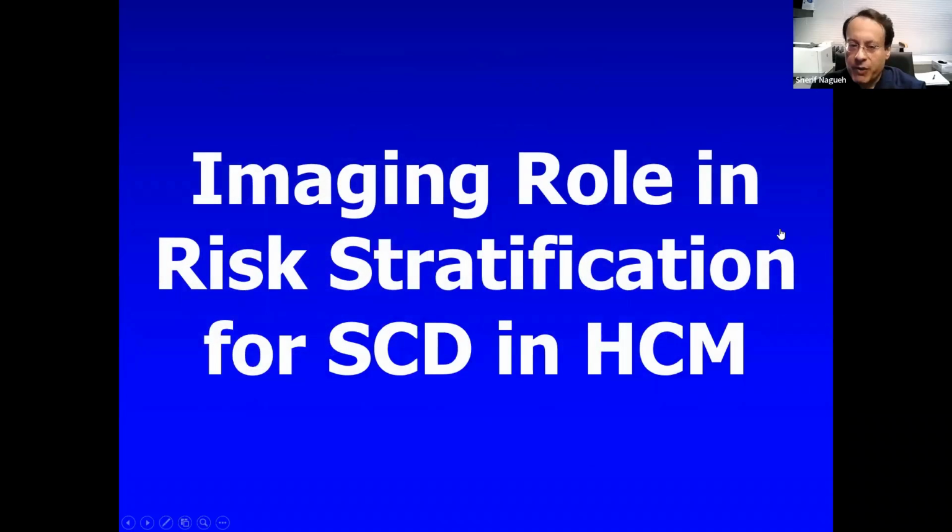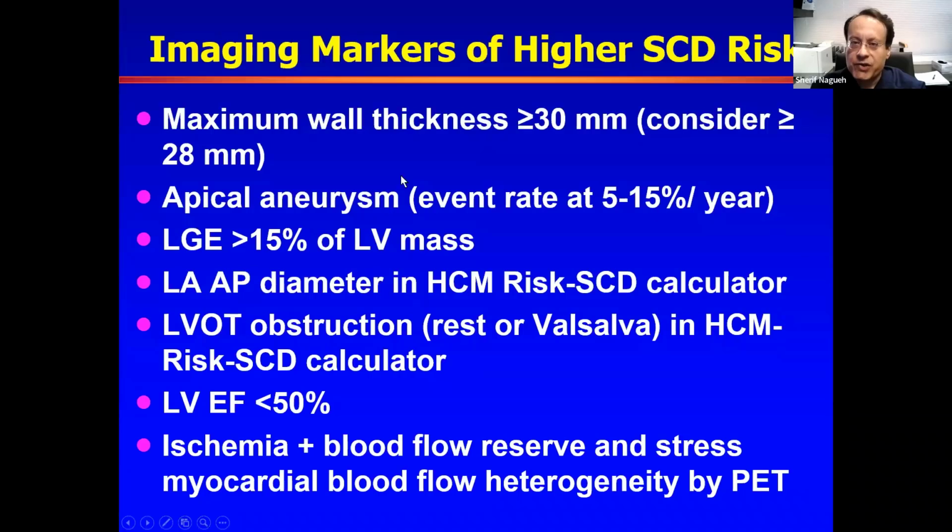Imaging plays an important role in risk stratification. These are the important findings we want to recognize. Maximum wall thickness, this means maximum wall thickness in any segment, not just the septum. And considering the variability of the measurement, you may entertain a cutoff of also 28 millimeters. I would tell you this was obtained by echocardiography, not by CMR.